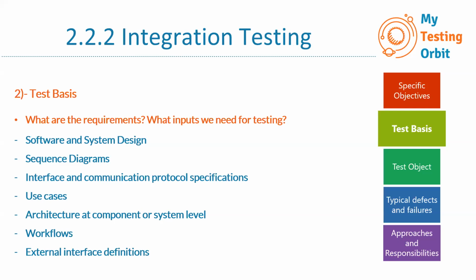Next one over here, we have architecture at component or system level. It can be in the form of a diagram, or maybe a document. Usually they are diagrams which describe, in terms of architecture, what you are building and how users are interacting with it. All this information is in the architecture diagram, or it can be in a document as well. Next one is workflows.